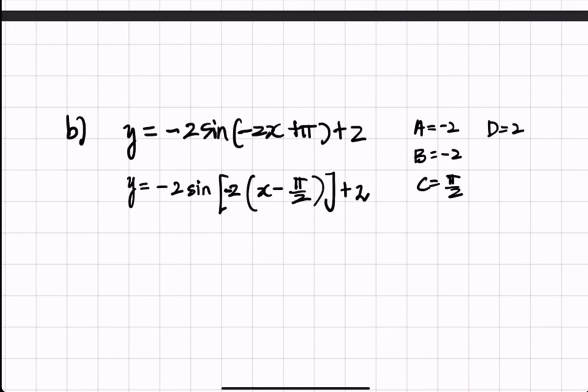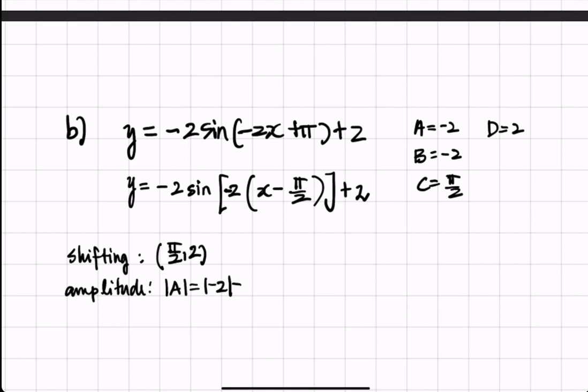Okay, so let us determine the shifting is C comma D. Our C is pi over 2. D is 2. Amplitude, absolute value of A, which is absolute value ni negative 2, which is 2. Okay, basta pag nagpapagraph, yung apat agad yung hahanapin nyo. Shifting, amplitude, period, increment.